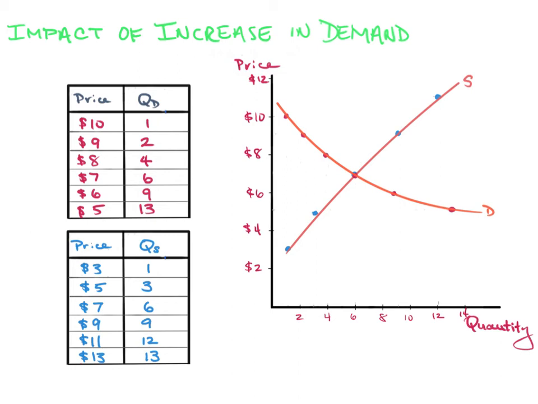Our market starts out in equilibrium right here at a price of P star equals $7, where the quantity sold is Q star equals 6. And then something impacts demand for the good, and there's an increase in demand.